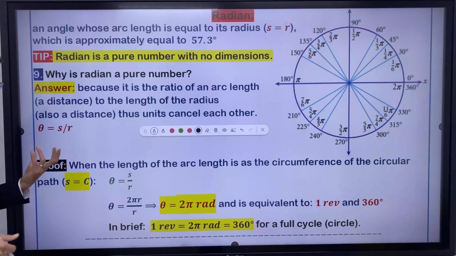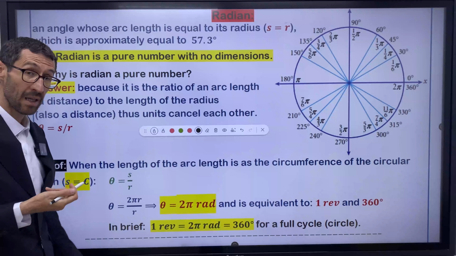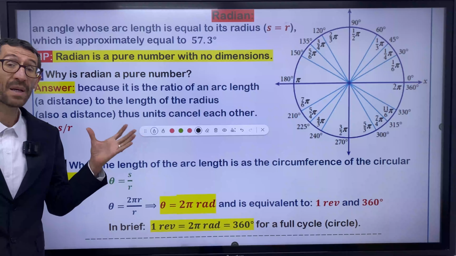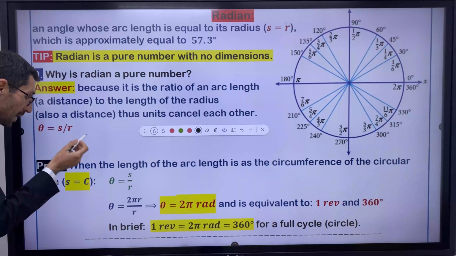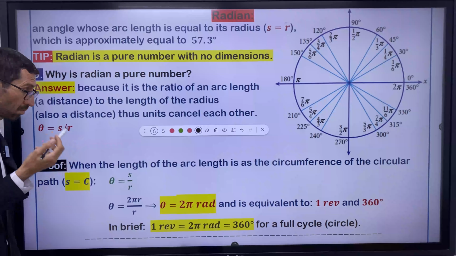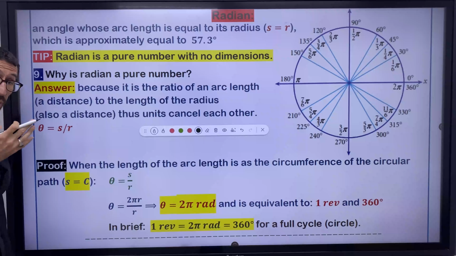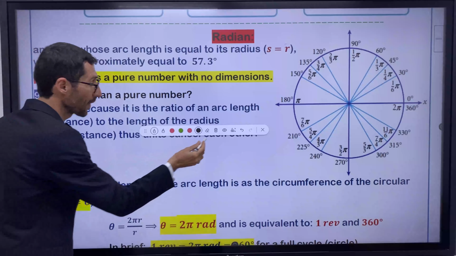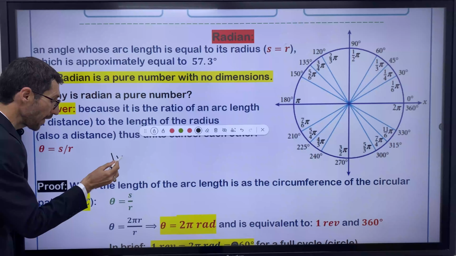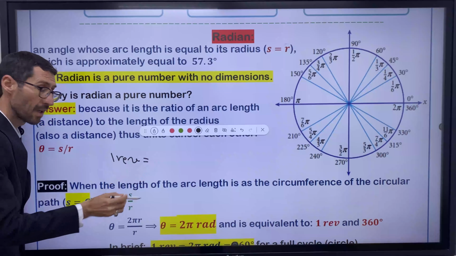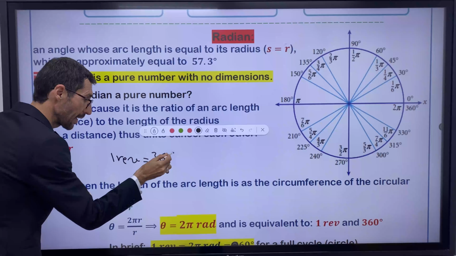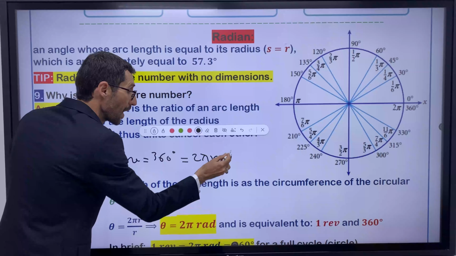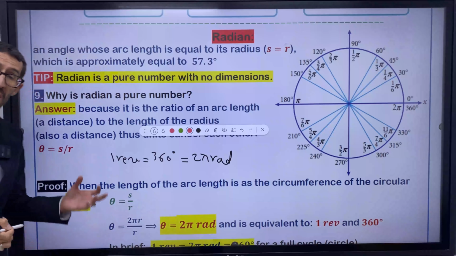What's the goal of the proof? The proof tells us that there's a correlation between the measurements of the angle. What's the brief of the conclusion? The main conclusion is one revolution is equal to 360 degrees and is equal to 2 pi rad. You see? So we connected three measurements together.